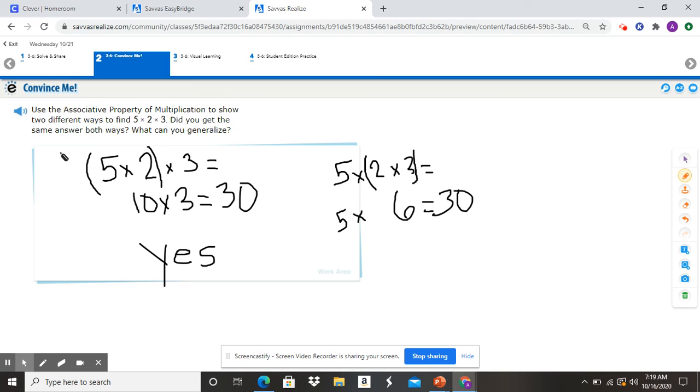So you're going to finish up today and do your solve and share, watch your visual learning, and complete your workbook page. Remember, you can complete the workbook page in your math book and just send a picture to your teacher.